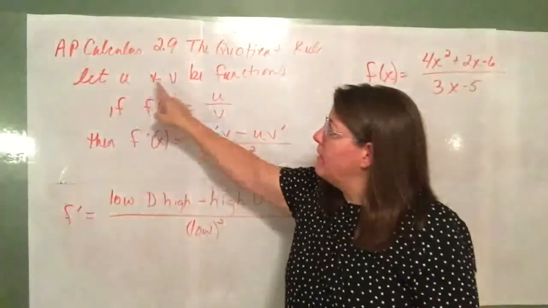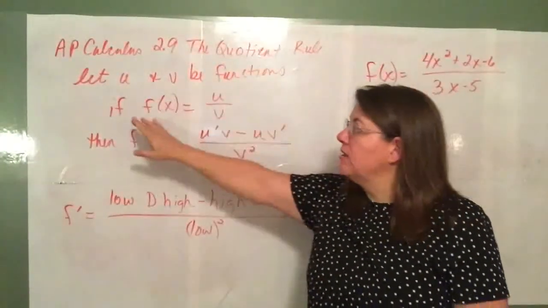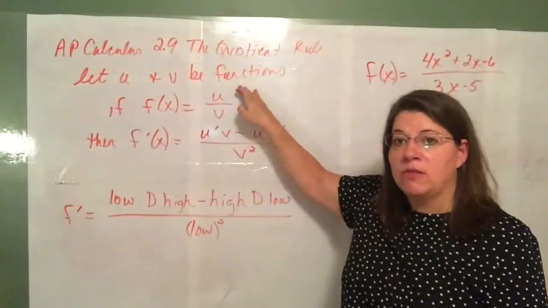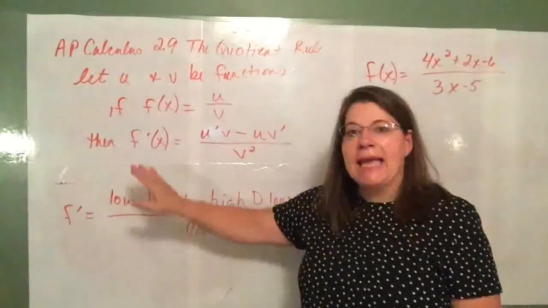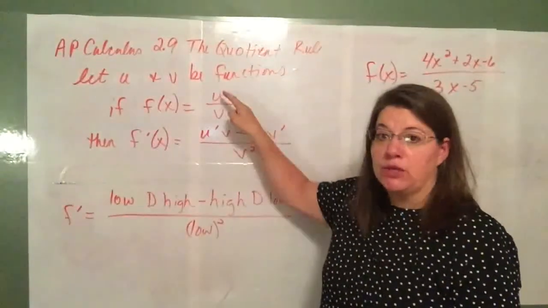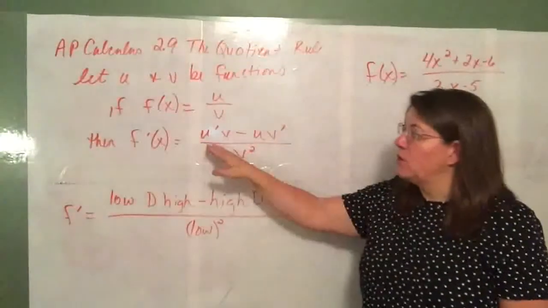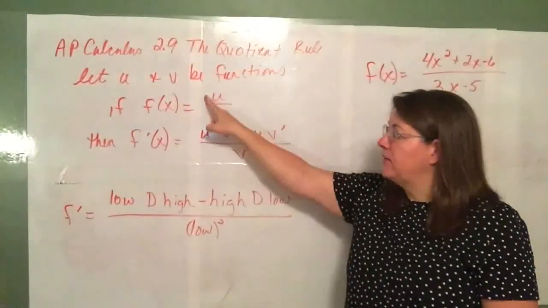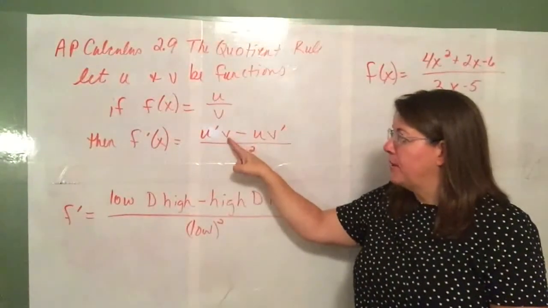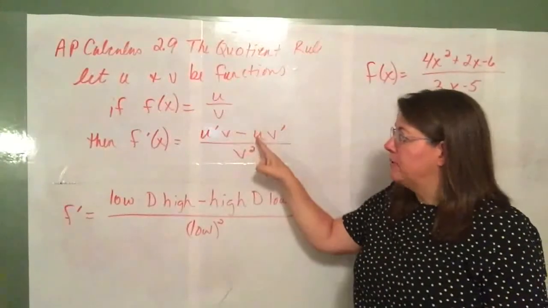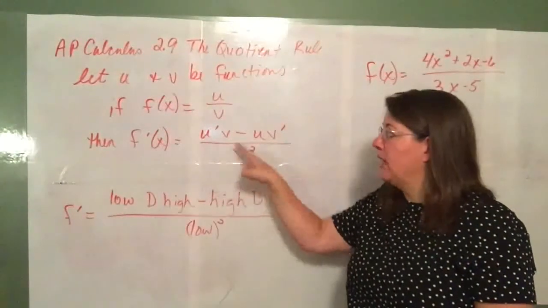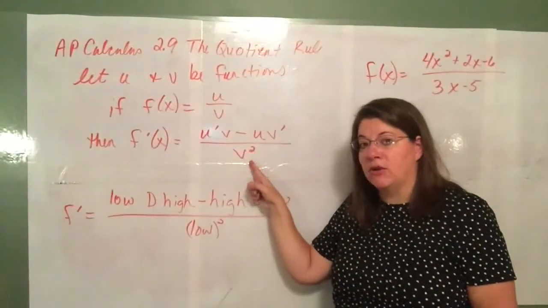Let u and v be functions, and we're going to let f of x equal the functions u over v. So u is the numerator, v is the denominator. And then f prime of x, if you take the derivative of that quotient, this is what you would do. You would take the derivative of the top, the derivative of the numerator, times the original denominator, minus the original top numerator, times the derivative of the denominator, and that whole thing is over v squared, the denominator squared.